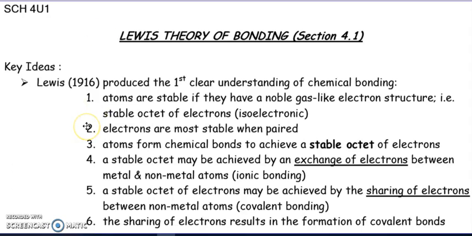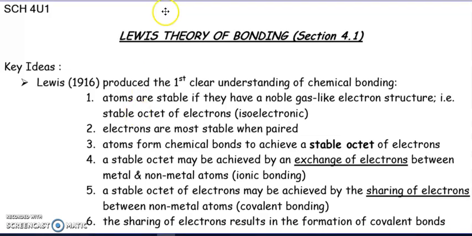Okay, good morning everyone. I'm going to record the lesson that we would have normally done in class today on Lewis theory of bonding, section 4.1. This is very much a review from what you've already done in grade 11, so this should be relatively straightforward for you to follow along with. So this is from your note package, I'm going to be following along here, so when you are doing this, make sure you have your notes in front of you and a periodic table.